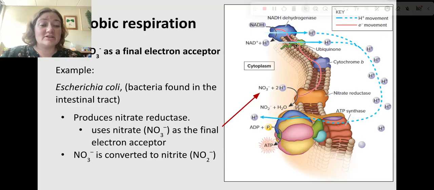The only difference is that the electrons, once they're done with the electron transport chain, will actually be given to nitrate instead of oxygen. So nitrate accepts the electrons along with a couple of hydrogens, and what happens is that nitrate is converted into nitrite. Again, it's very, very similar. The only difference is that instead of oxygen accepting the electrons, we have a different molecule. It could be a variety of molecules, and we just went through an example where nitrate is one of these.